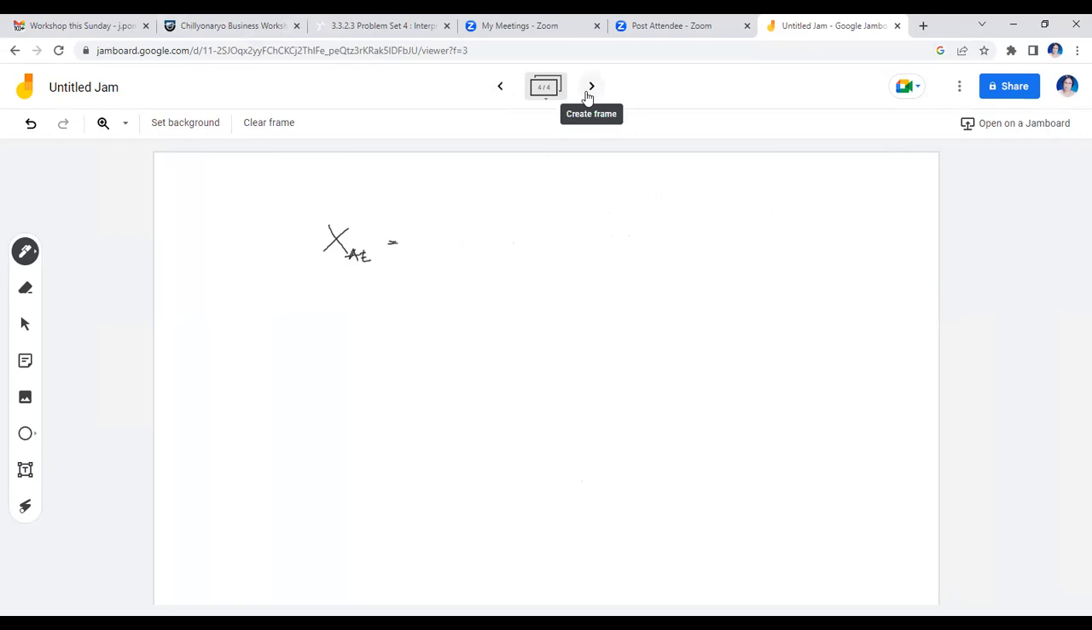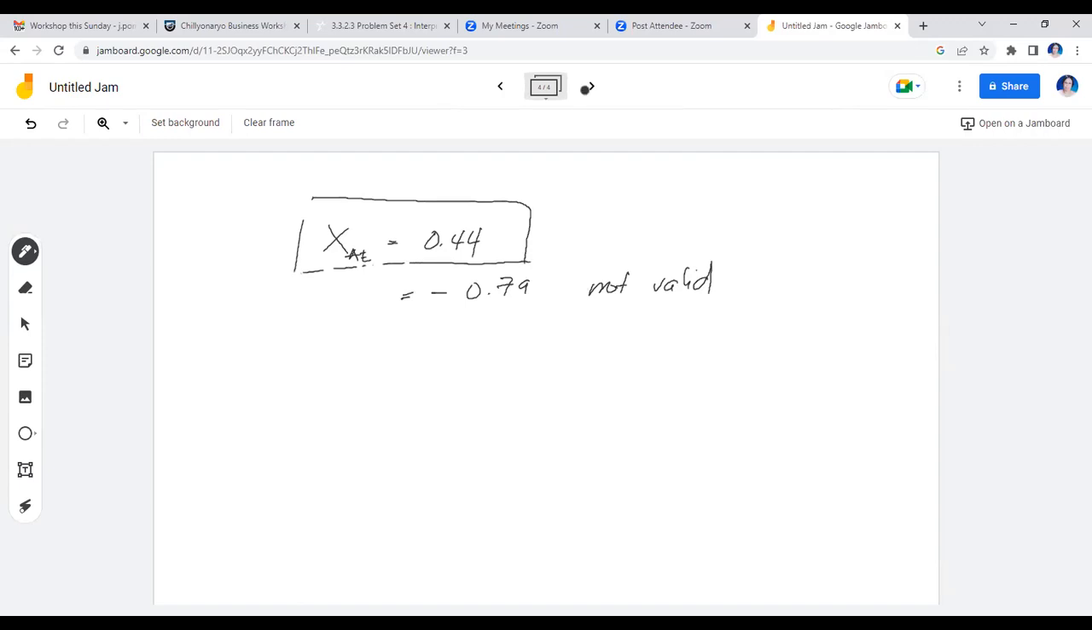0.44. The other one is negative 0.79. So negative 0.79 is not valid. So our answer would be this one. The equilibrium conversion for dinitrogen tetroxide is 0.44.